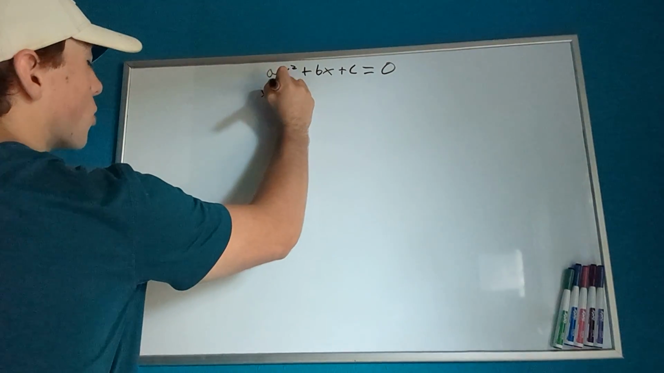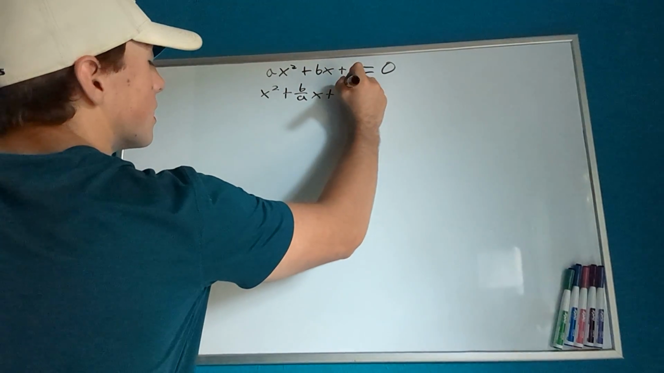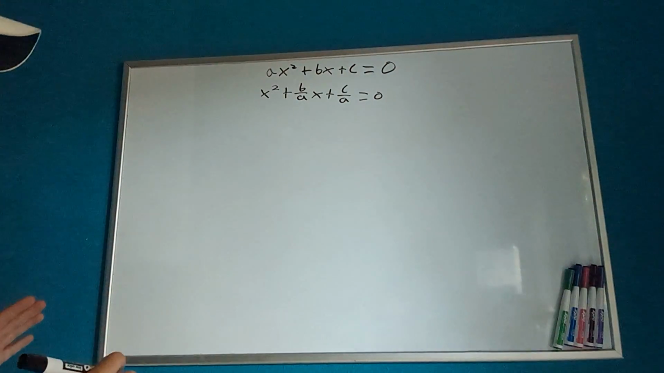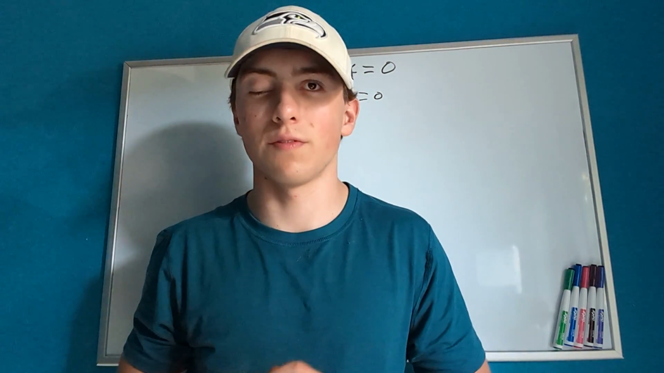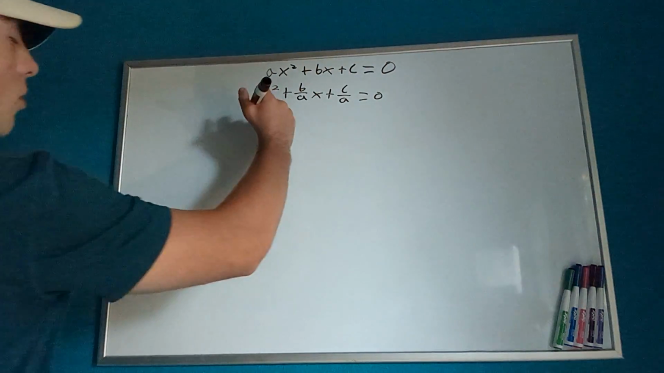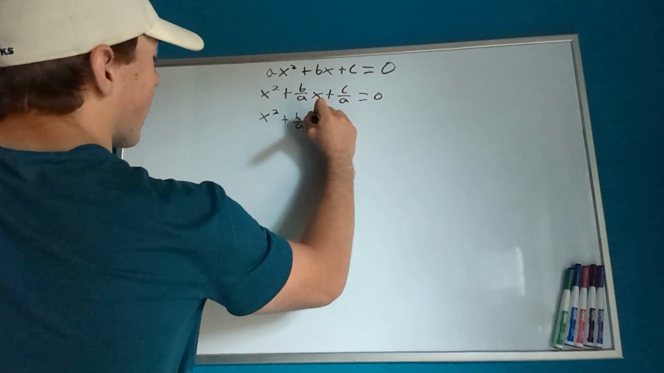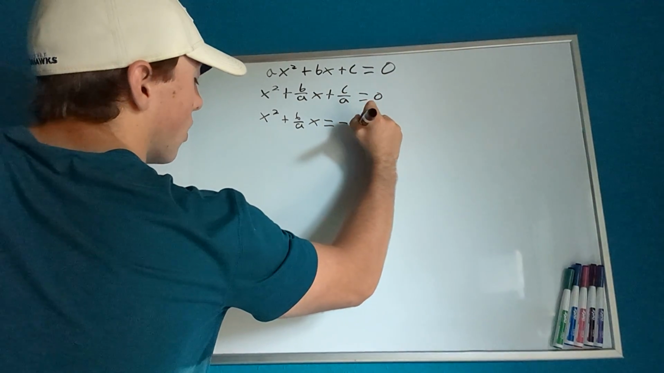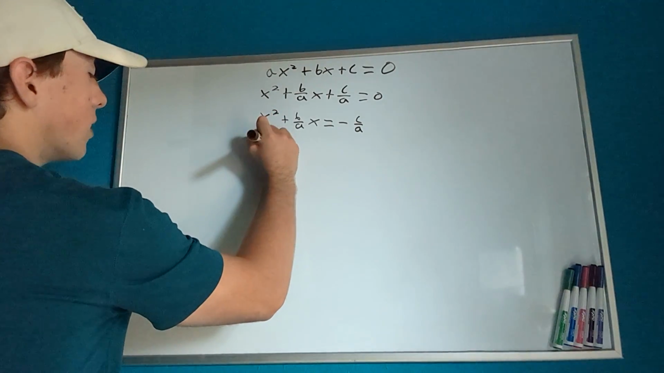So we get x squared plus b over ax plus c over a equals 0. All right. Then what we're going to be working on is completing the square. If you forget how to do that, I strongly suggest reviewing that. So let's take x squared plus b over ax, and let's subtract c over a from each side, equals negative c over a, right?